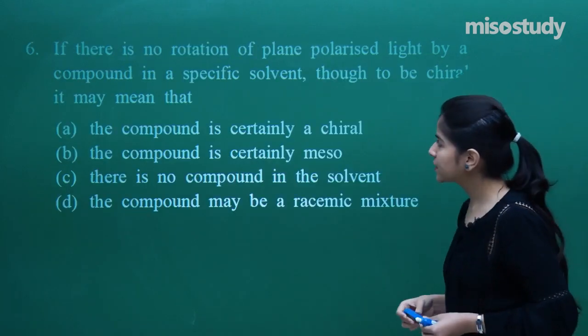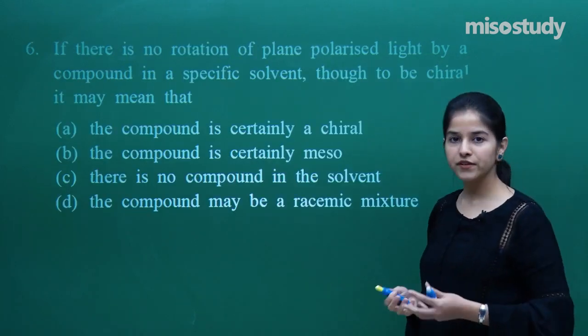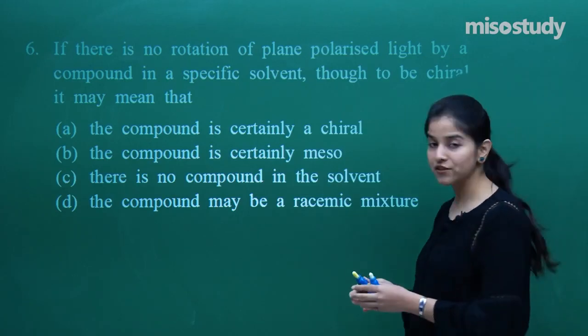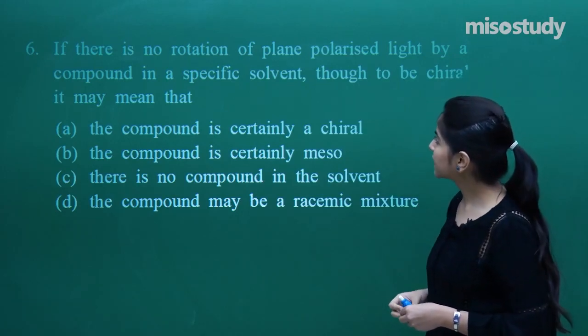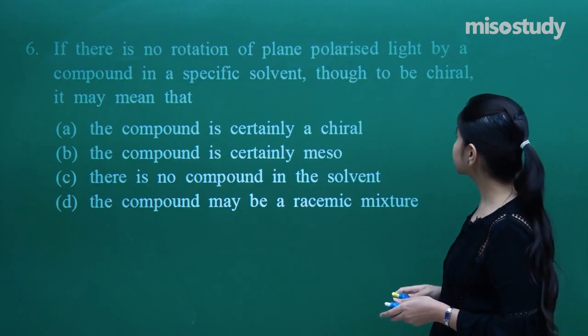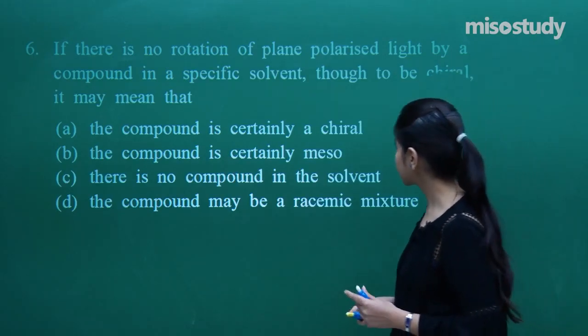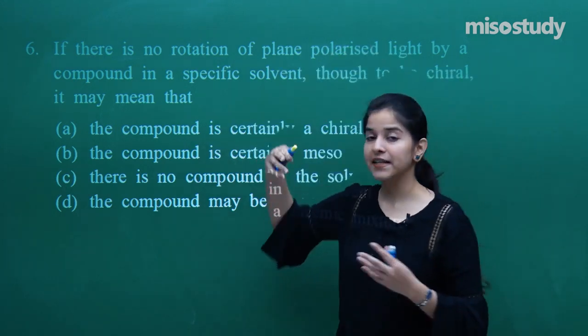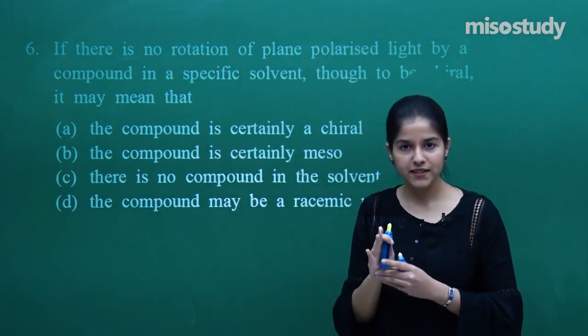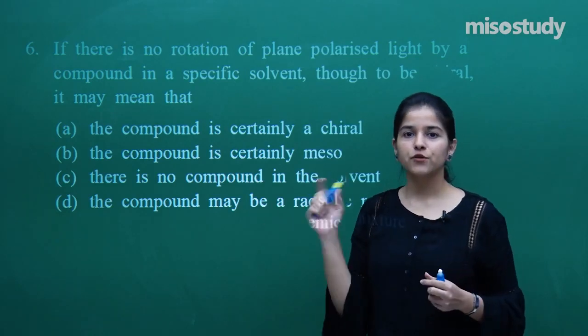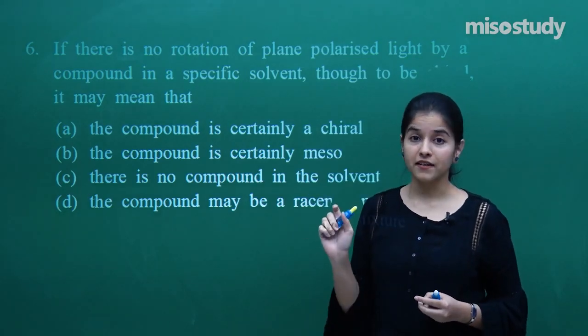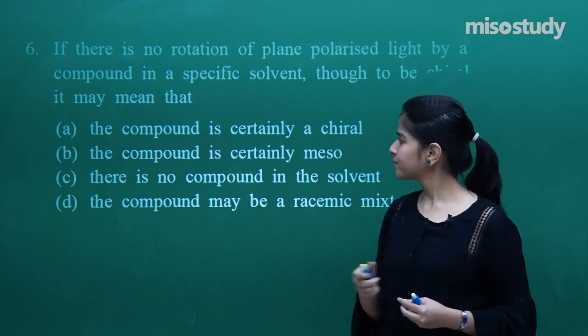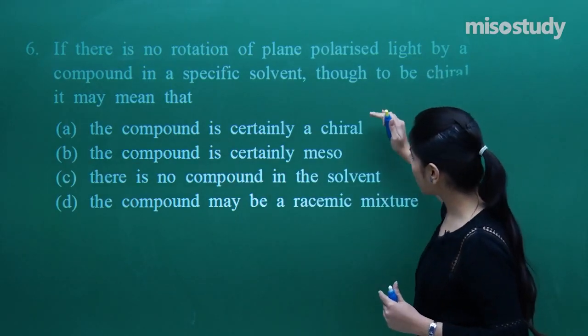Moving on to the 6th question. Now it's a theoretical question. You need to have factual knowledge about it. If there is no rotation of plane polarized light by a compound in a specific solvent, though known to be chiral, it may mean that, right? So what they are saying is, there is no optical rotation by that compound, but still it is chiral. How is that possible? So let us just read the options one by one.